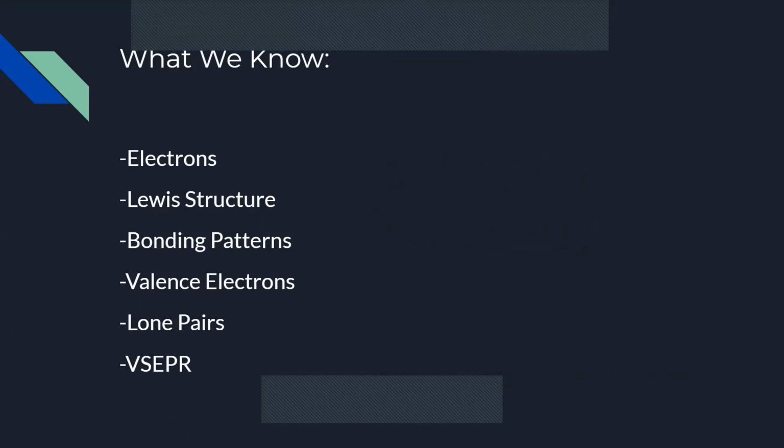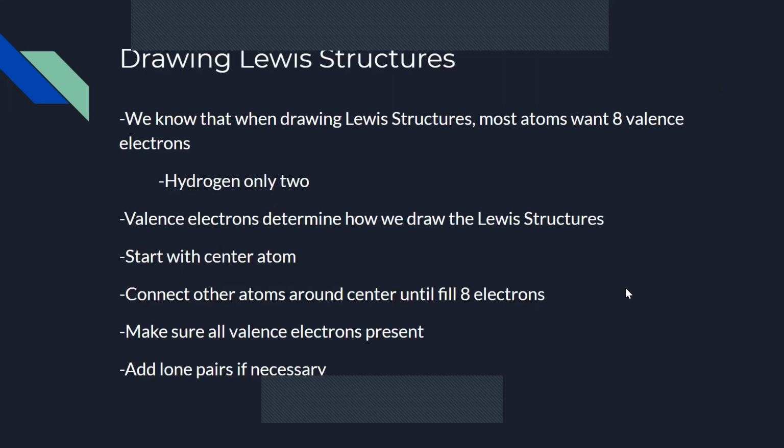Then we got into VSEPR, so we've learned about the repulsion of electrons from each other in domains. We'll get a little bit more into these in a second. So when we talk about drawing Lewis structures, we know most atoms want 8 valence electrons, although hydrogen only wants 2. The valence electrons determine how we draw the Lewis structures. You start with a center atom, continue until you've filled 8, and then make sure you add lone pairs if necessary. Make sure all valence electrons are present. So we've done all of that so far. This is just a little background reminder.